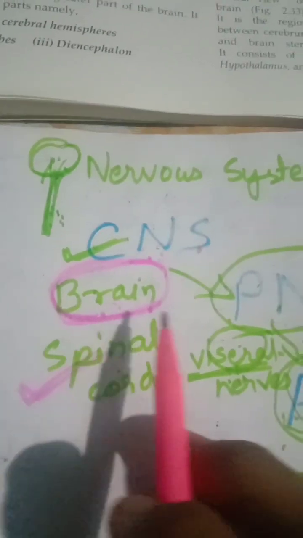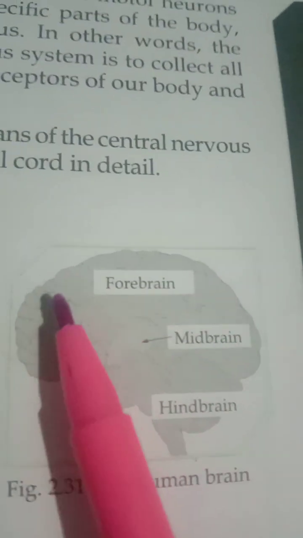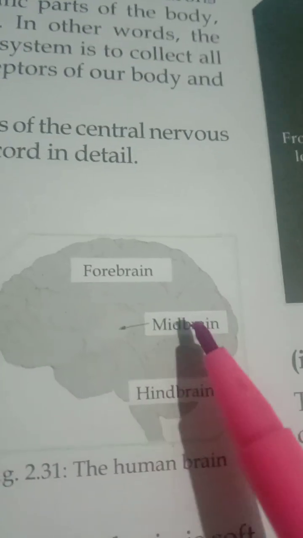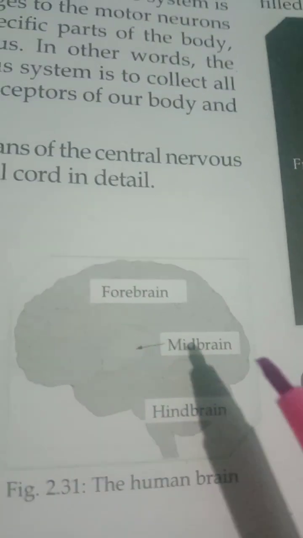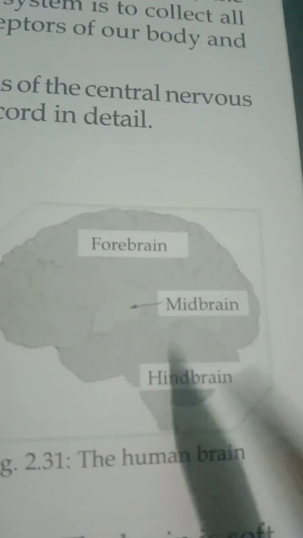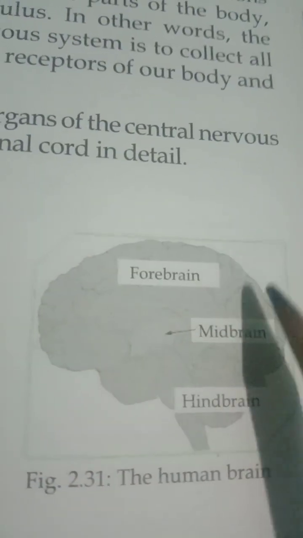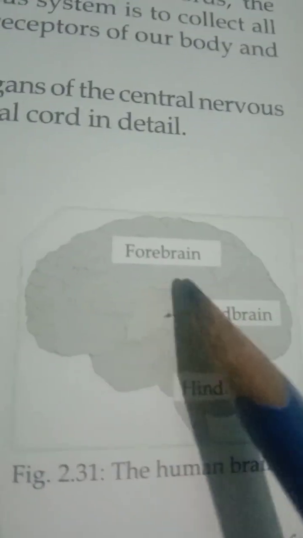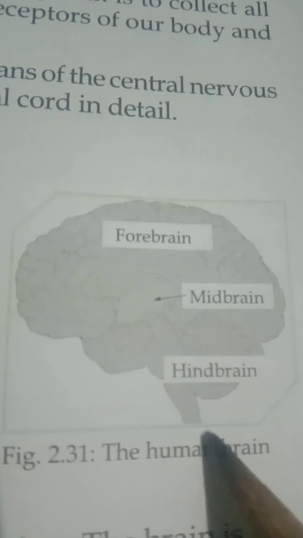Our brain is divided into three parts: forebrain, midbrain, hindbrain. Again, forebrain, midbrain, hindbrain. Remember that: fore, mid, and hind. The forebrain, this upper part, all consists of the forebrain, right? And this part is called the midbrain, and the stalk, which is going to connect with the spinal cord, is the hindbrain.